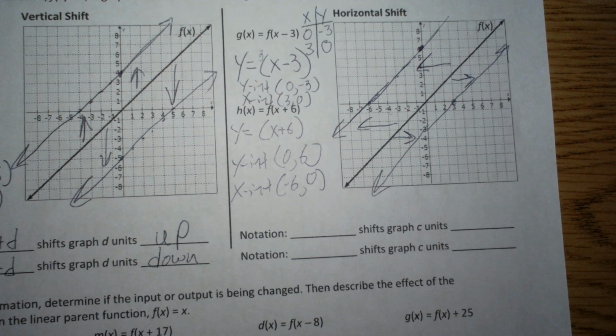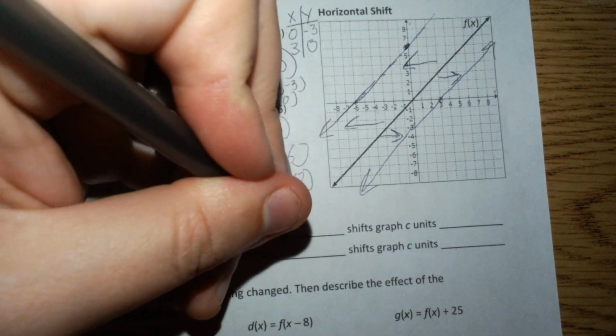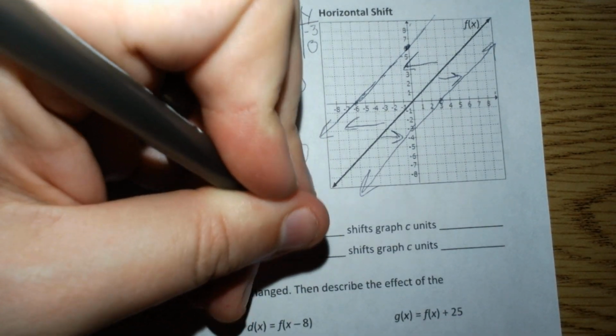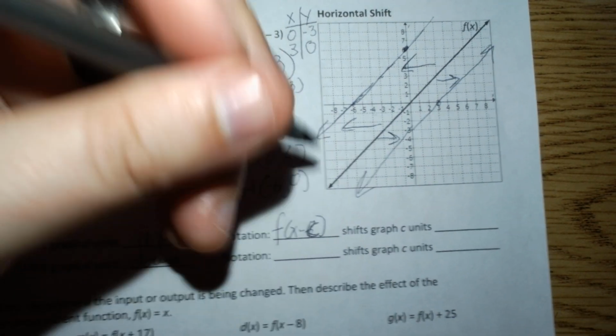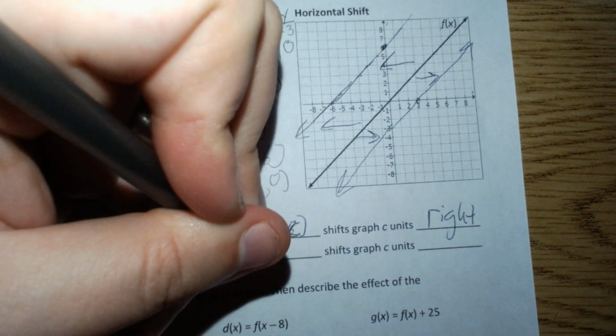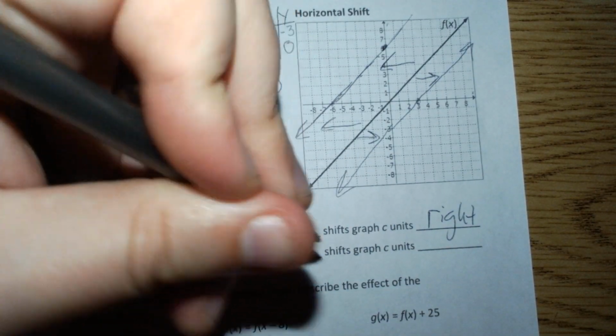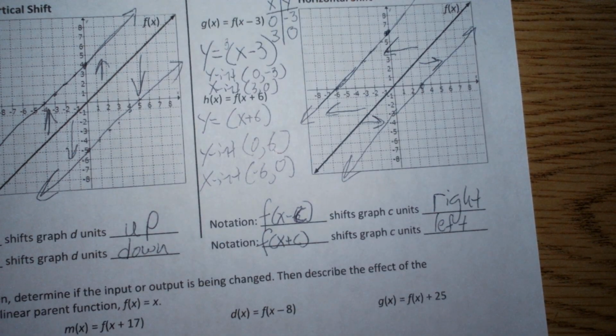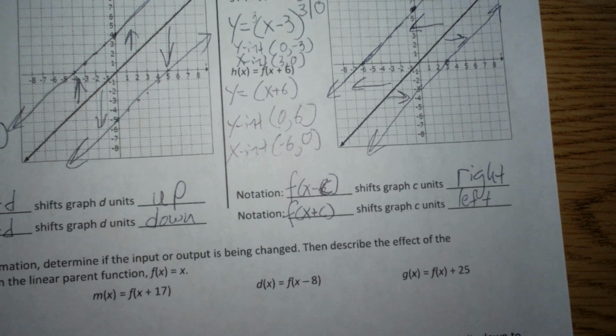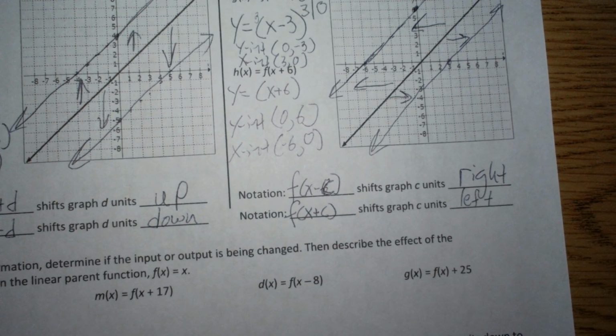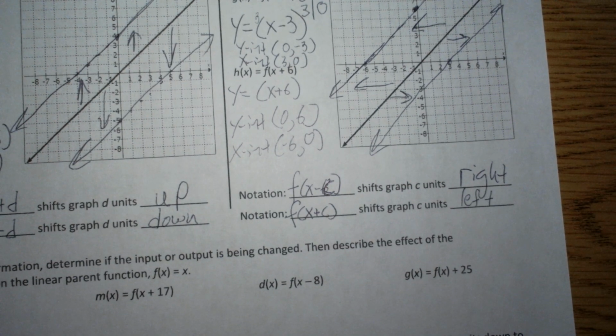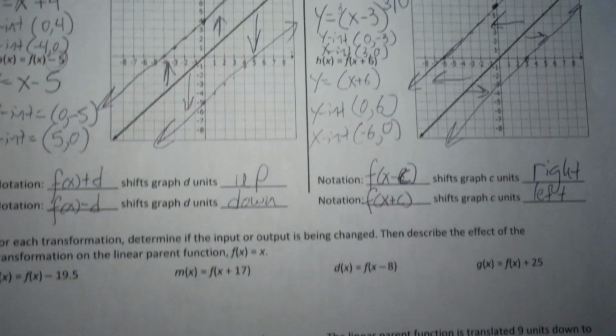The notation that we're doing for now, f of x minus c, moves it right. F of x plus c moves it left. Okay, so looking at the couple of things down here, just real quick, we're just going to say, how did this move it?